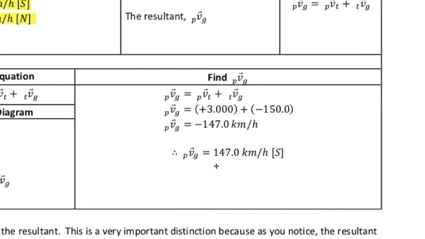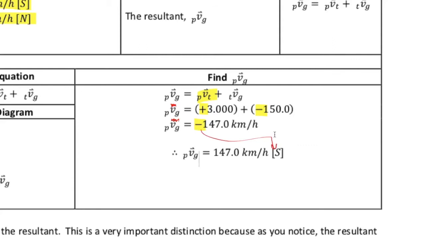Now solving it algebraically, since these vectors are collinear, we can drop the vector notation and just replace PVT with positive 3, because that is going north, plus negative 150, negative because it is going south. The passenger's velocity with respect to the ground, or at least the magnitude of that, is negative 147. My only regret is, from a notation point of view, I made a small mistake in my note. Those should be scratched out because we're not in vector mode anymore. We're using scalars. But in the concluding statement, that negative is interpreted as south.